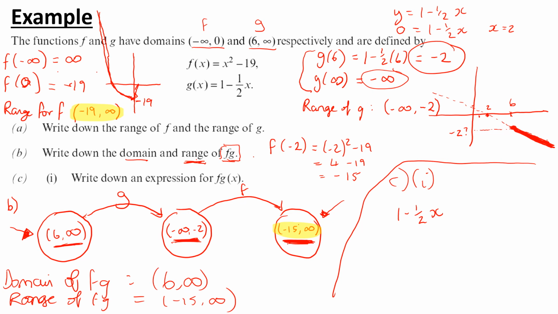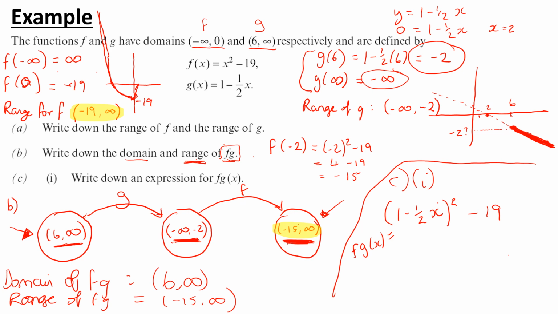So looking back to the question, 1 minus a half of x, that's function g. So I've done function g, that's done. Now I've got to do function f to that. So I've got to substitute that into function f. So looking back at the question, what function f says, whatever you're putting in, it says to square it and then take off 19. So I'm going to put a bracket there, square it and take off 19. And that's it, that's my answer. That's what fg of x is.